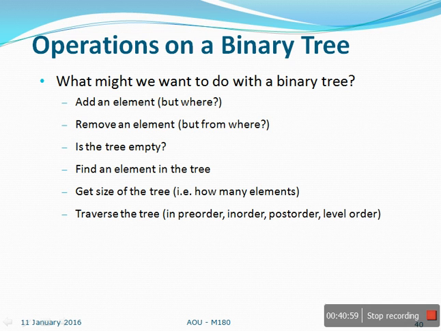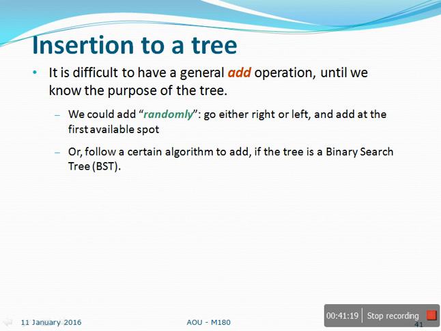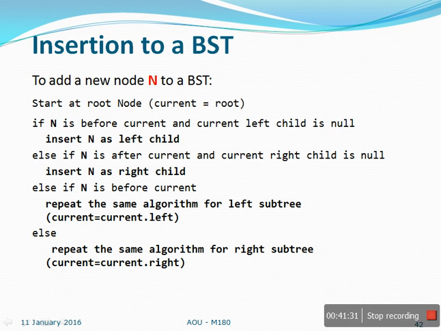Operations of the binary tree: there are different operations, adding an element, removing an element, checking whether the tree is empty or not, finding a particular element in the tree, getting the size of the tree, and traversing the tree. That is the in-order, post-order, pre-order, and level order. Now, to add any node to the tree, okay, there are two methods. If it is a normal tree, we can add it randomly, or if it is a binary search tree, we have to follow the binary search technique, okay. That is, on the left all the values smaller than the root, and on the right the values larger than the root.